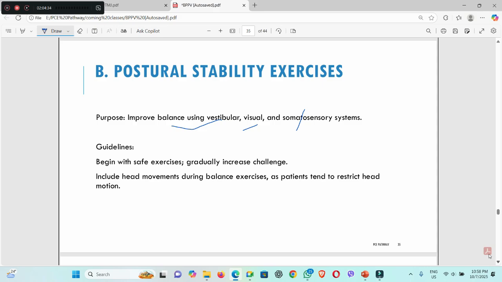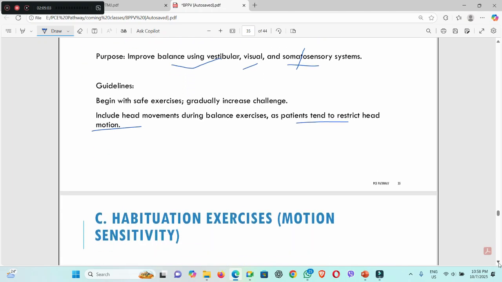Next is postural stability exercises. Now, what is the purpose or aim of this exercise? It is to improve balance using vestibular, visual, and somatosensory systems. Guidelines: begin with safe exercises, gradually increase challenges. Include head movements during balance exercises, as patients tend to restrict head motion. Basically, start with simple exercises and make them more complex.